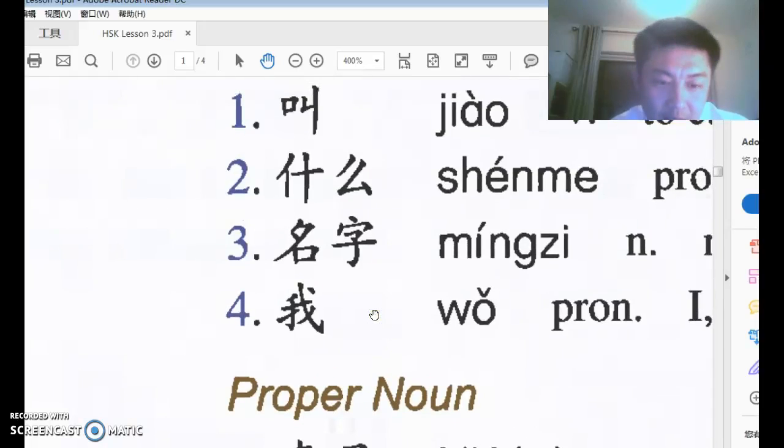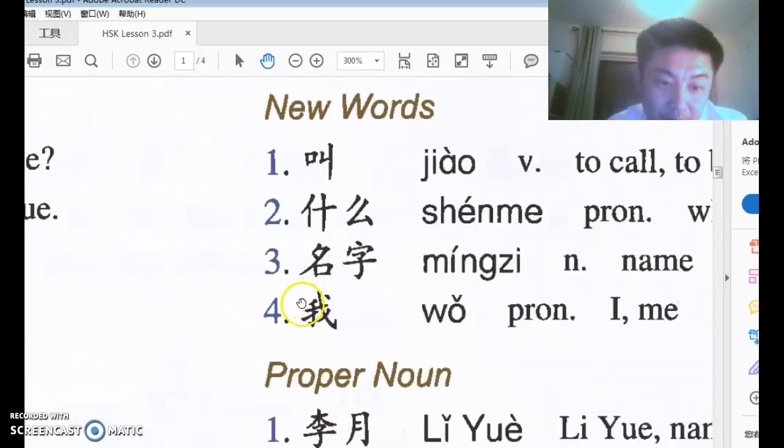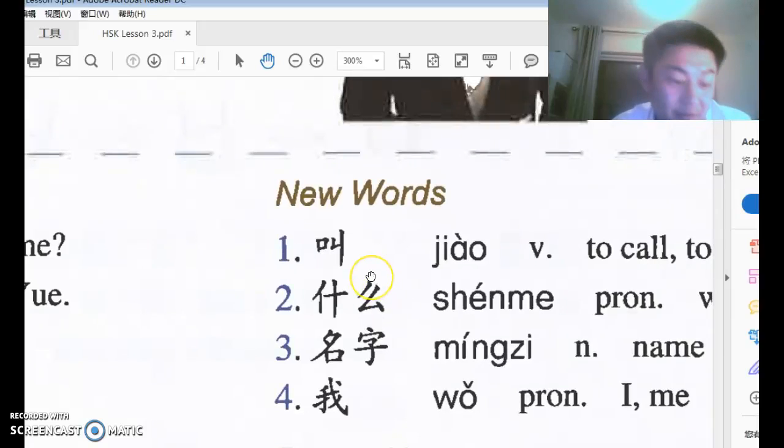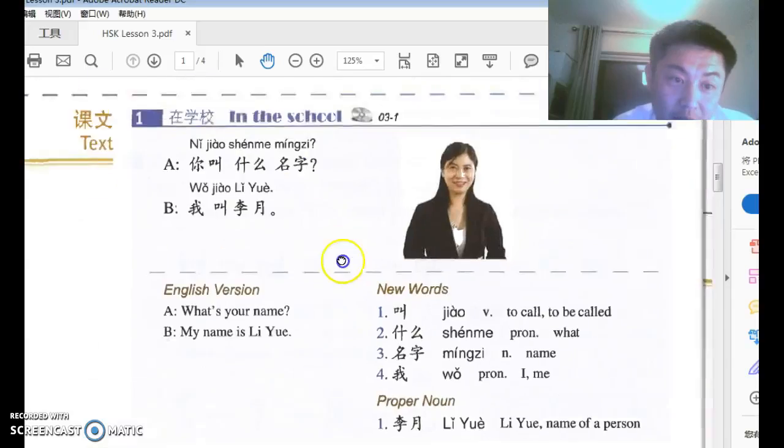That's 我, means I. The left part of I is a hand, and the right part of I is actually a weapon, like me holding a weapon, defending myself, right? What does it mean? I don't know. Maybe it reflects some sort of Chinese mentality. And now, anyway, let's look at the conversation.